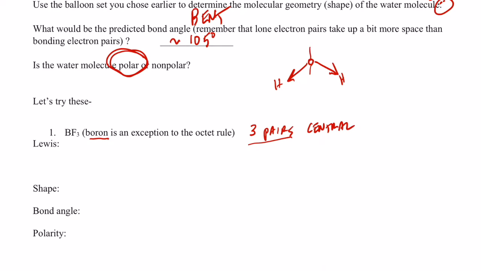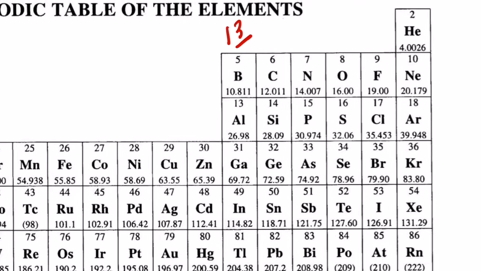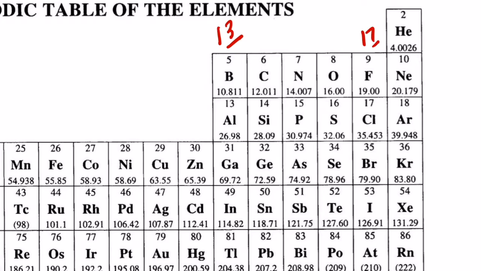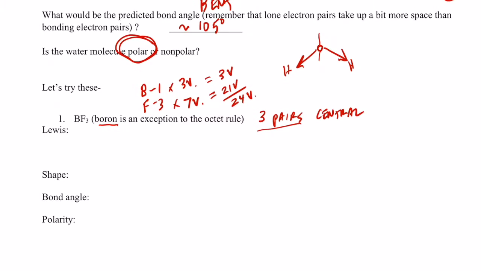So to draw the Lewis structure for BF3, we have 1 boron atom and 3 fluorine atoms. Let's see how many valence electrons each of those have. Here's boron in group 13, so it has 3 valence electrons, and here's fluorine over here in group 17. It has 7 valence electrons. So 7 valence for each fluorine, 3 valence for each boron. So we have a total of 3 and 21.